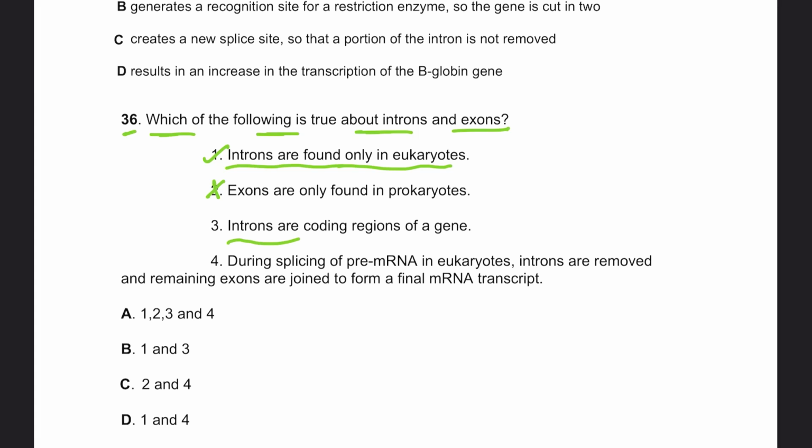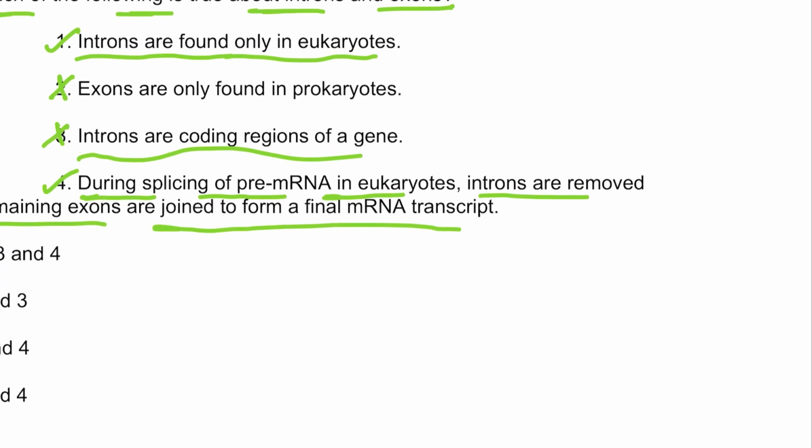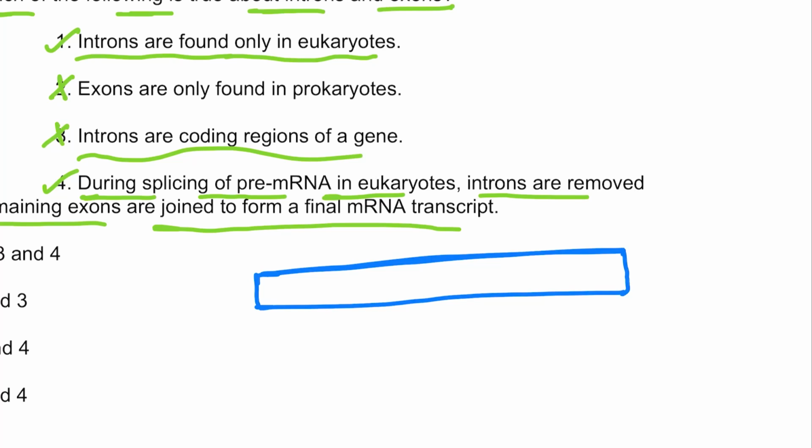Introns are coding regions of the gene. No, they are non-coding regions of the gene. Exons are coding regions of the gene. During splicing of pre-mRNA in eukaryotes, introns are removed and remaining exons are joined to form a final mRNA transcript. Guys, this statement is true, as you all know that the pre-messenger RNA contains both the introns and exons.